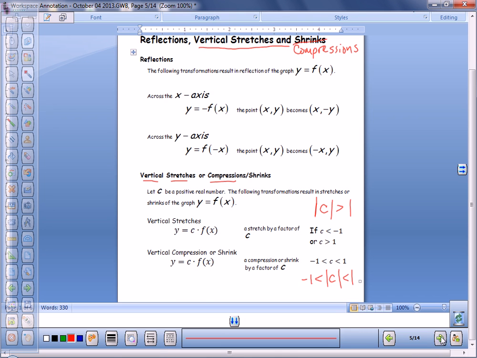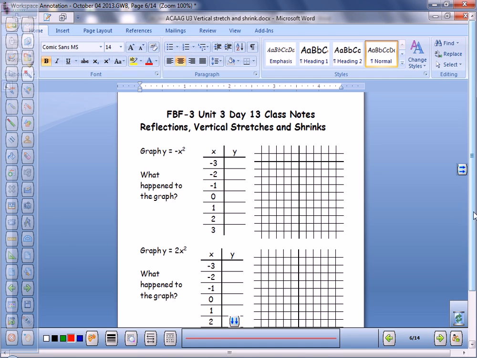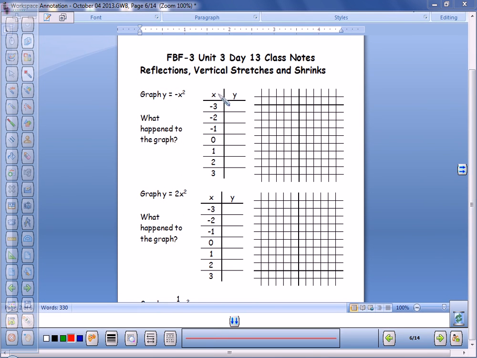And let's take a look and see how this works. All right, this one we already know. It's a parent graph for our quadratic, but it's been reflected, so all of these are negated. And these are our points.